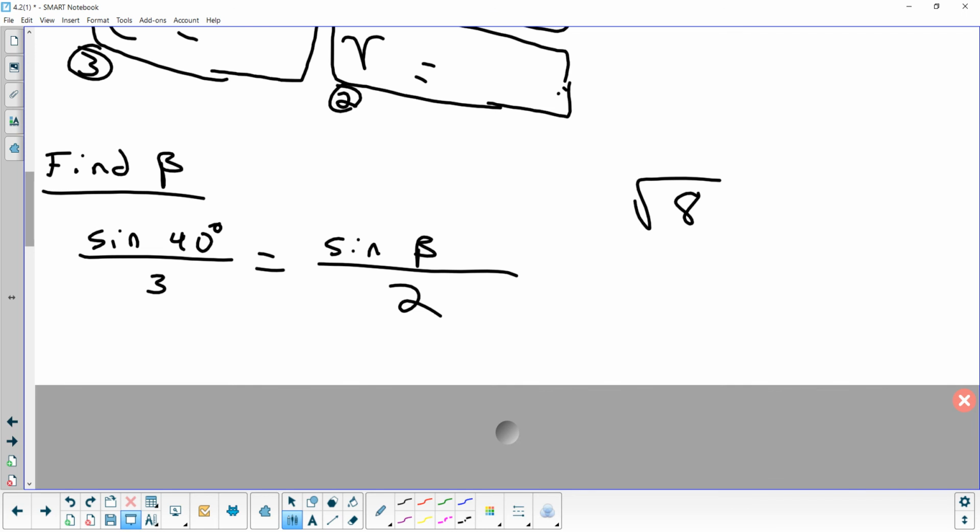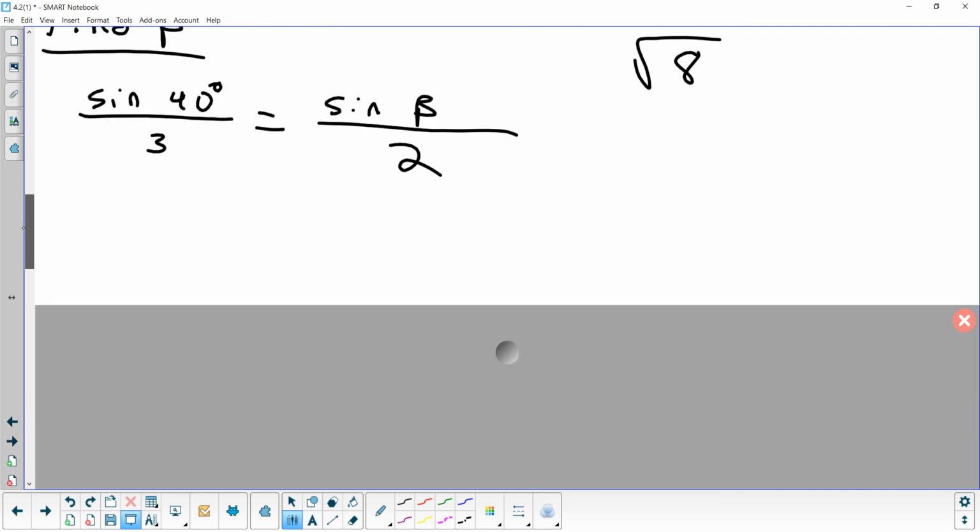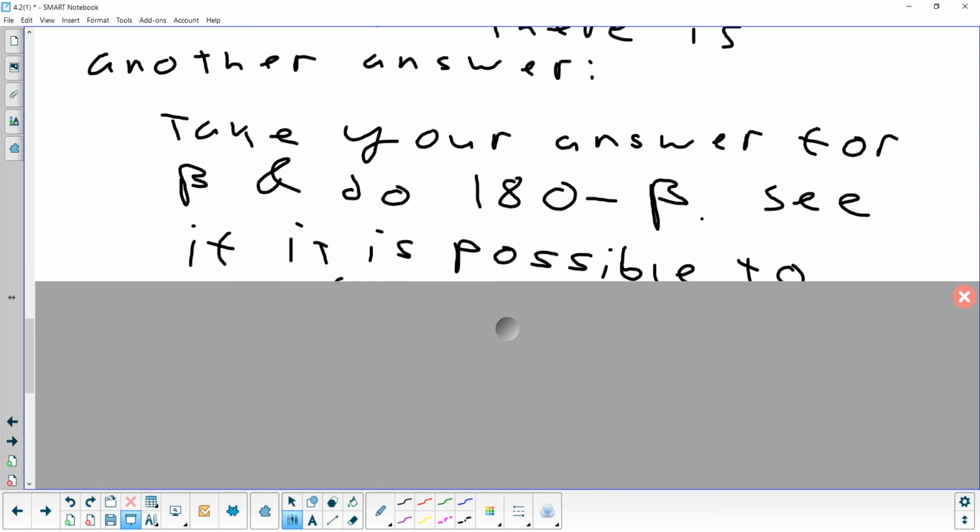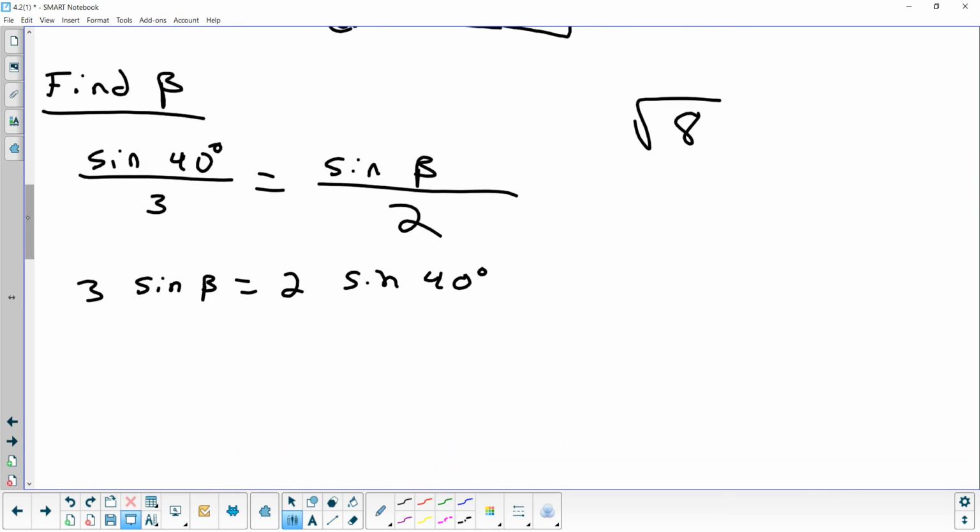So, we have to look at how we deal with that. Let's start the same way. Cross multiply. Okay. So you've got 3 sine beta equals 2 sine 40. So far, so good. Now, my goal is to get beta by itself. Well, I can at least get rid of the 3 first.